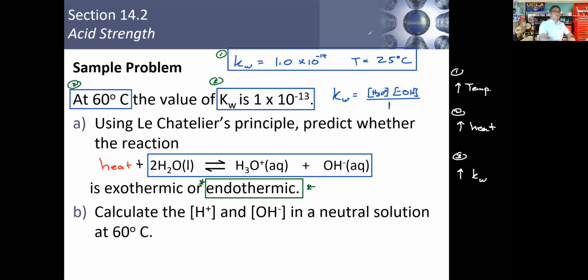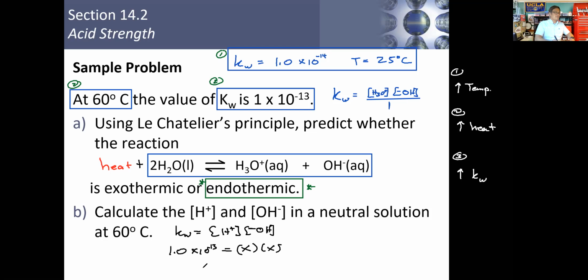Let's go ahead and do that really quickly. With that said, we know that Kw is equal to the hydroxide ion concentration times the hydronium ion concentration. And we're given Kw here as 1 times 10 to the minus 13. Let's go ahead and calculate for it. These two have to be equal at this temperature. So we will refer to that as x times x, or x squared. And that's solving for x.